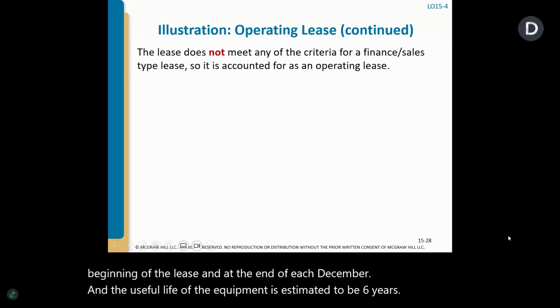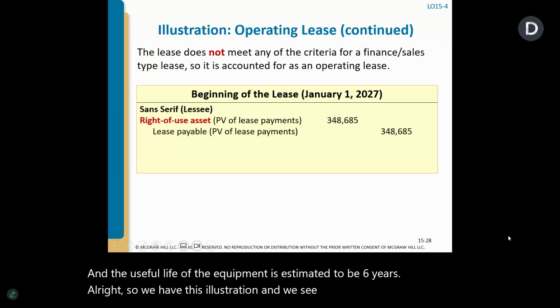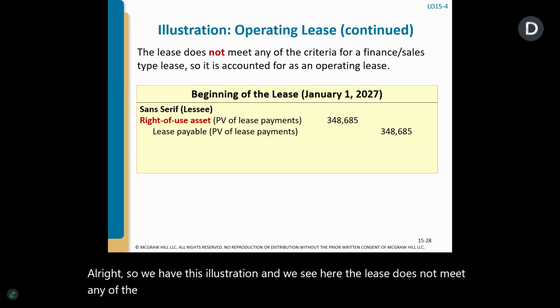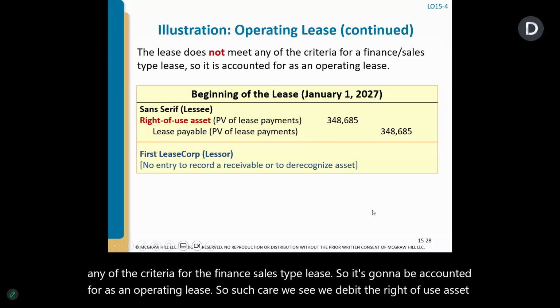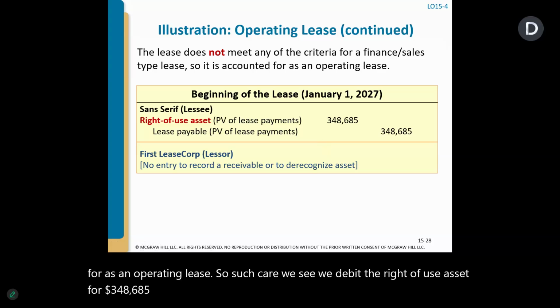All right, so we have this illustration, and we see here the lease does not meet any of the criteria for the finance sales type lease, so it's going to be accounted for as an operating lease. So here, we see we debit the right of use asset for $348,685, and then we're going to credit the lease payable for $348,685.